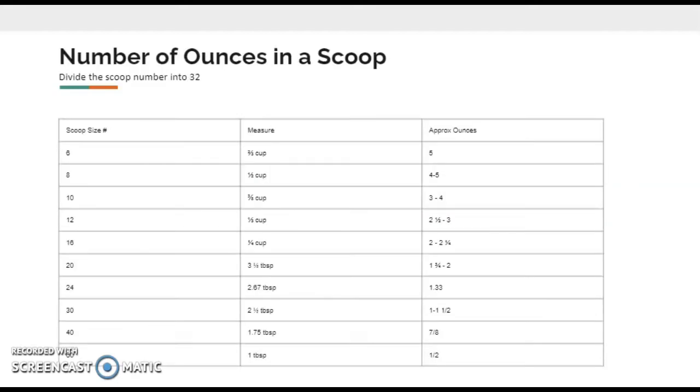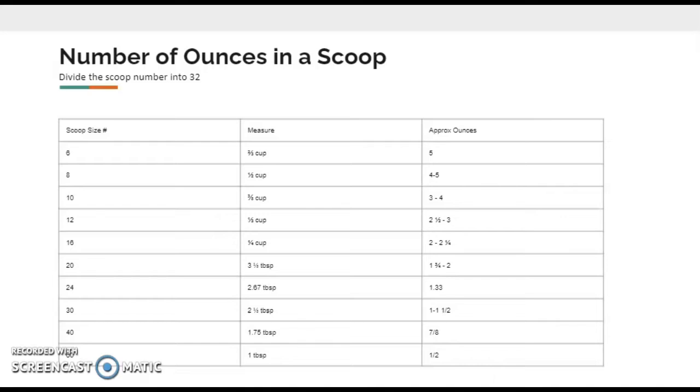Next, we're going to talk about number of ounces in a scoop. So converting a scoop size to ounces. How you do this is by dividing the scoop number into 32. So for example, you would take 32 divided by scoop size number 6, and that equals around 5.3. So serving scoop size number 6 is going to be approximately 5 ounces.